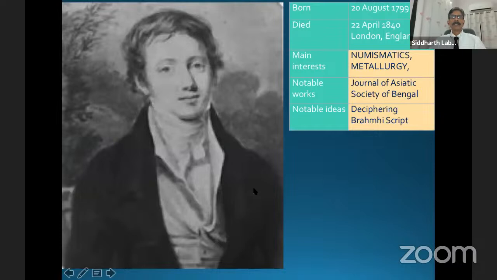James Prinsep. He was actually a numismatics and metallurgy expert, right? He used to work in the mint, the coin-making factory, and he was an expert in metallurgy. During his service, he found that there were so many languages, so many inscriptions written here and there on the rocks and on the coins also. He used to study ancient coins, and he found that this was something very, very interesting. So he spent 8 years.